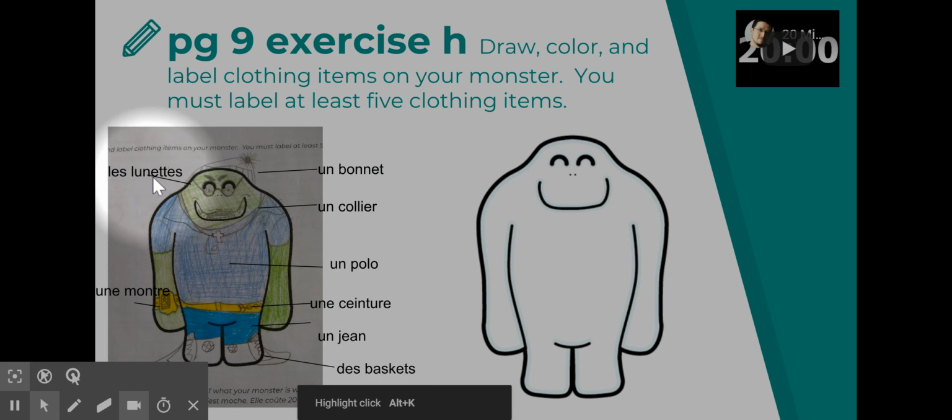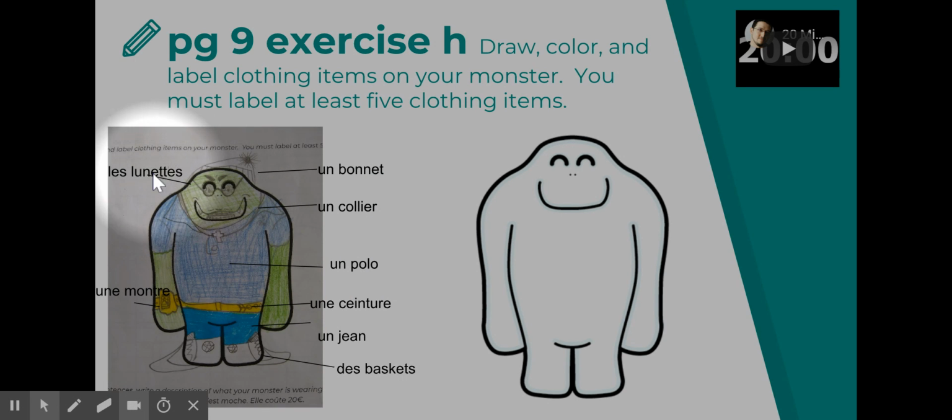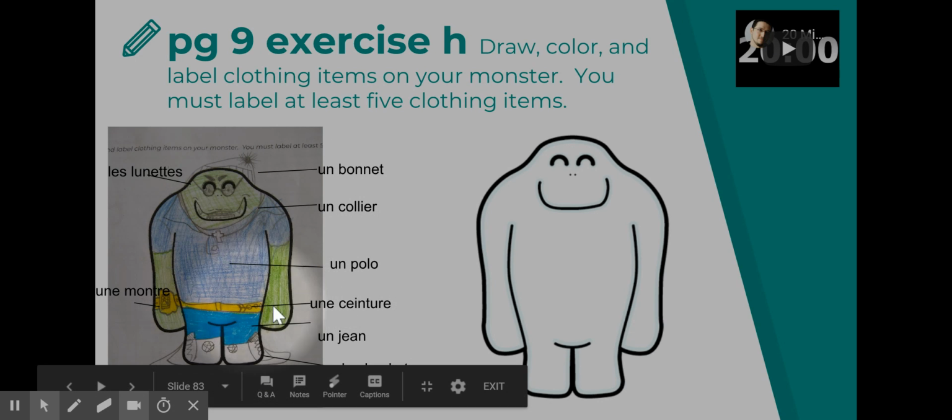Okay, you have an example here. Notice, so they drew lunettes, and then they labeled les lunettes. They drew un bonnet and labeled un bonnet. They drew un collier, ça veut dire a necklace, and they wrote un collier. He's wearing un polo, so they wrote un polo. He has une ceinture, so they wrote une ceinture. Une montre for his watch, un jean for his pants, and then des tennis ou des chaussures for his shoes.